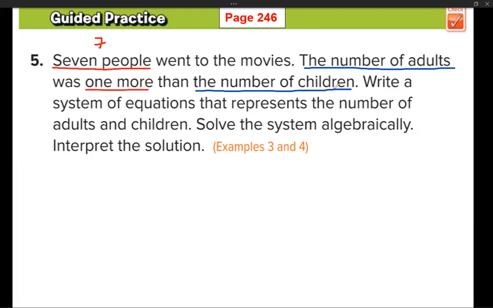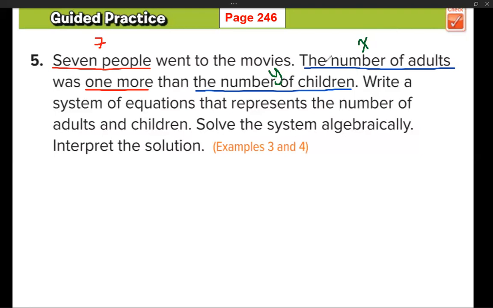How can we represent this in an equation? Because we do not know the number of adults, we can just give it a variable. Let's give it the variable x. x represents the number of adults that went to the movie. And what about the number of children? Do we know that number? No, we don't know. So let's give it another variable. It's an unknown quantity, so let's give it the variable y. So here x represents the number of adults and y represents the number of children.